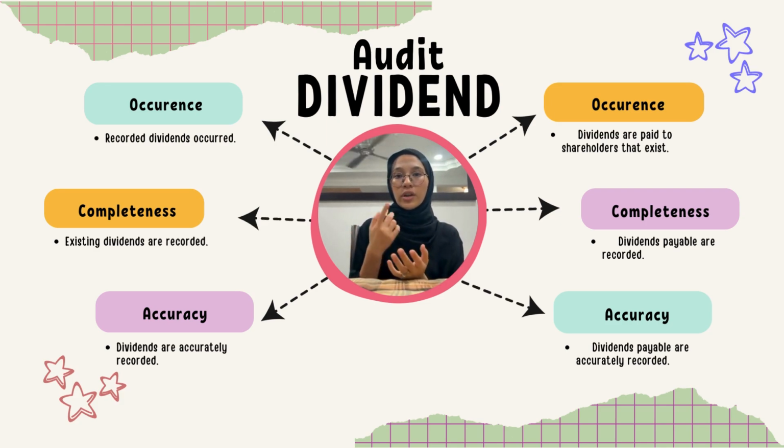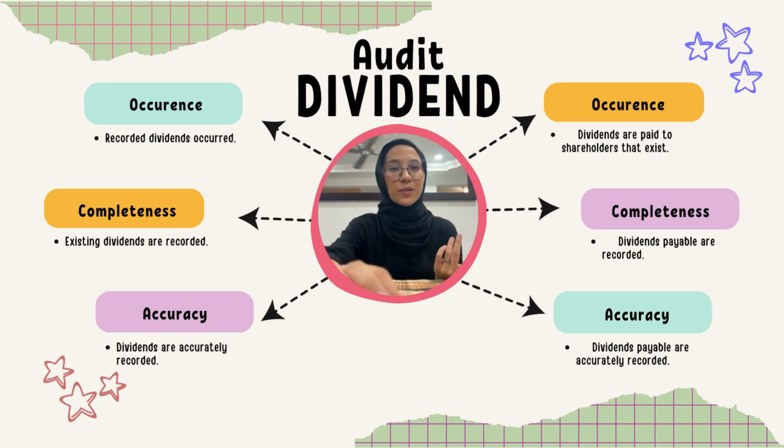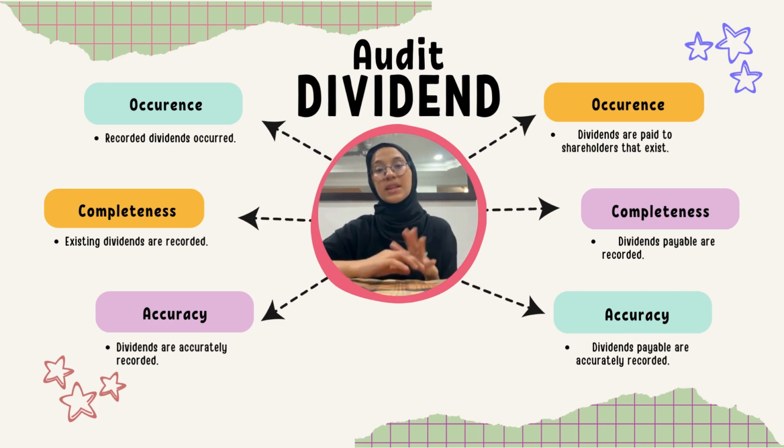Completeness involves recording all existing dividends in the financial statements, including dividends payable, and ensuring that declared but not yet paid dividends are recorded as liabilities. Accuracy involves verifying the amounts and timing of recorded dividends, preventing errors that could mislead the stakeholders about the company's financial health.